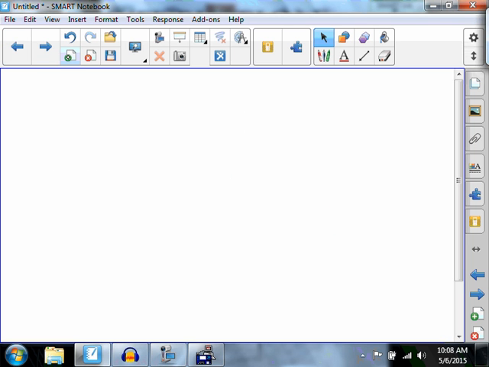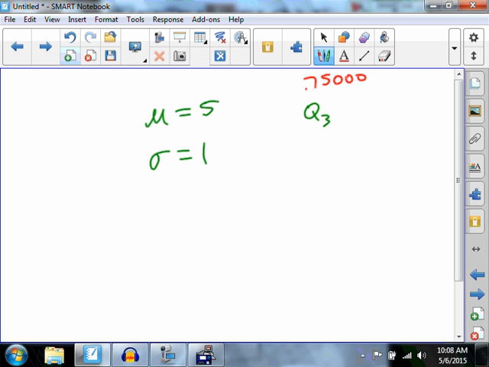Okay. Finally, find a quartile given a mean and a standard deviation. So suppose the mean is 5, standard deviation is 1. Find the third quartile. So we'd go to the z-score that corresponds to the third quartile. So third quartile separates the lower 75%. So that's going to be a z-score of 0.67.